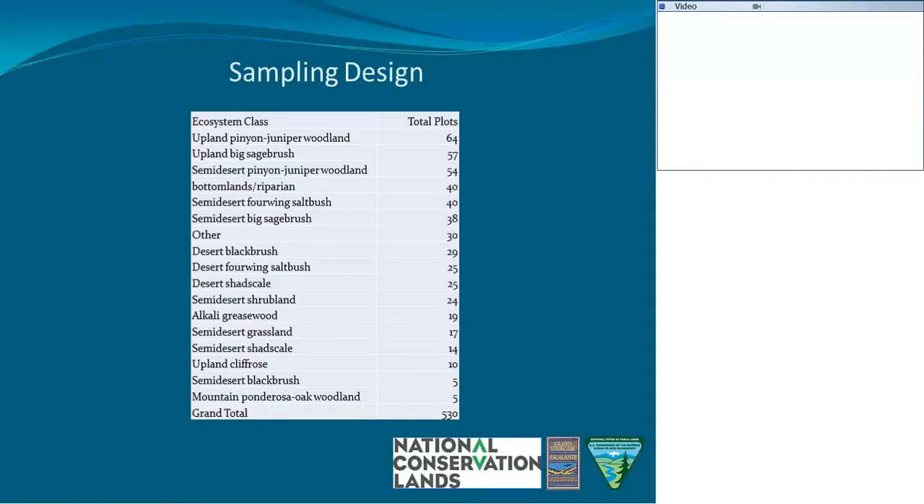So the sampling design is for sampling 500 points over a 5-year period, and this is the way that they break down in these lumped ecosystem classes.